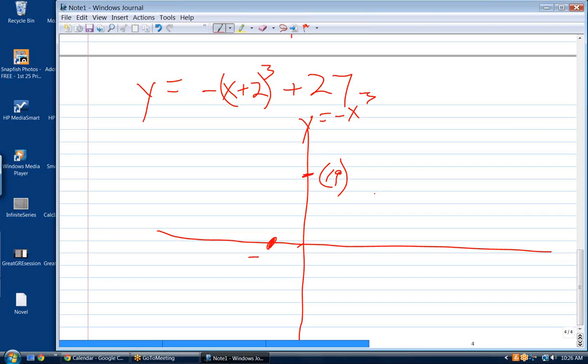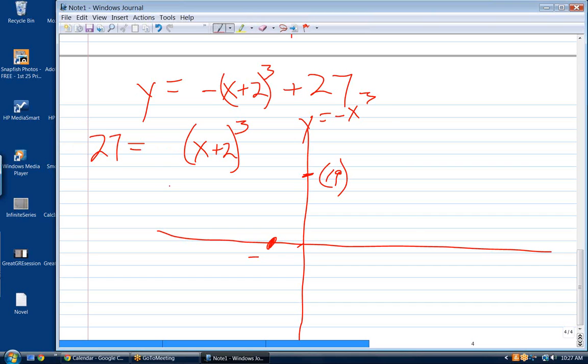Where does it cross the x-axis? Well, let's see. We need to put 0 in for y, and then solve this equation. Move the 27 over, get minus 27. Now what's the next step in trying to solve this equation? Would you cube root it or divide it by negative 1? I'd divide it by negative 1. Let's just get rid of both negative signs.